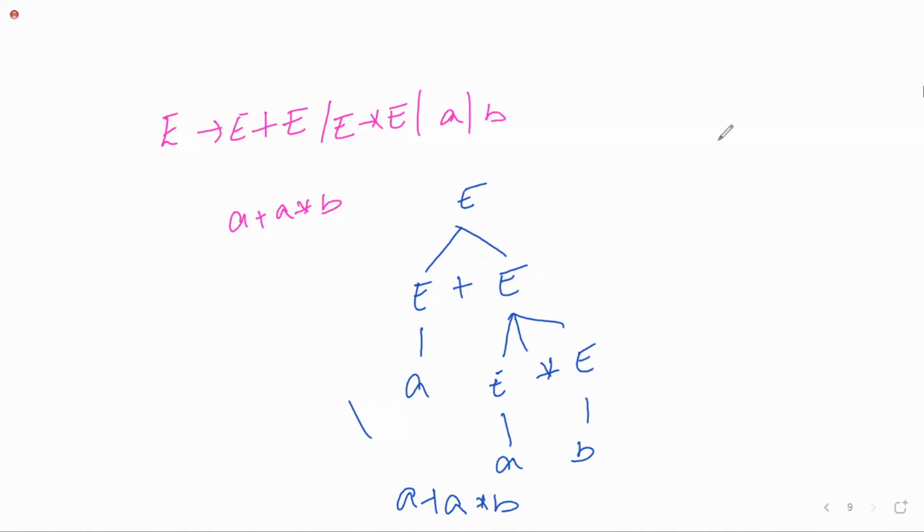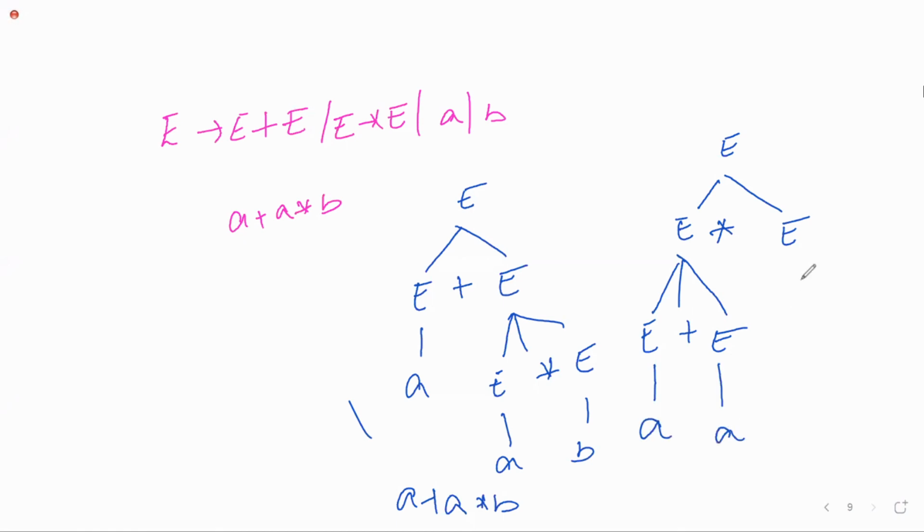Now I'll check with another one. Now I'm taking the next part, E star E. Earlier I have derived this. Now in place of this, I'm taking E plus E. Next, in this E plus E, first I'm taking it like A. Next also I'm taking A. Here can I take B? So A plus A star B. Are both derivations the same?